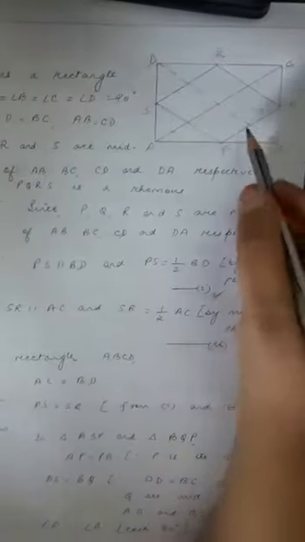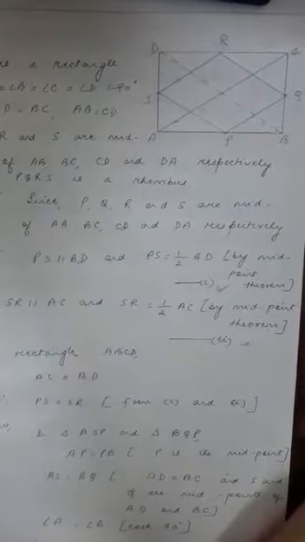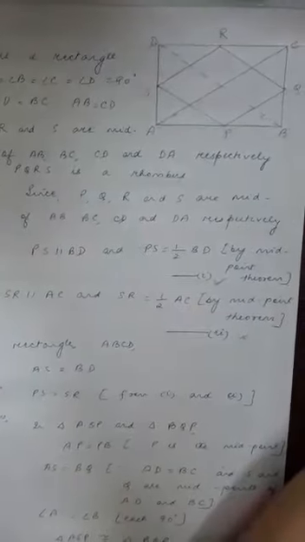Again, AS is equal to BQ. Why? Because AD is equal to BC and S and Q are the midpoints of AD and BC. Therefore, we can say that AS is equal to BQ. Also, from these two triangles, angle A and angle B are equal to 90 degrees. Therefore, we can say that triangle ASP is congruent to triangle BQP. Now, if these two triangles are congruent, then SP is equal to PQ from CPCT.